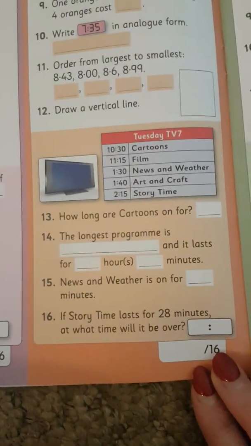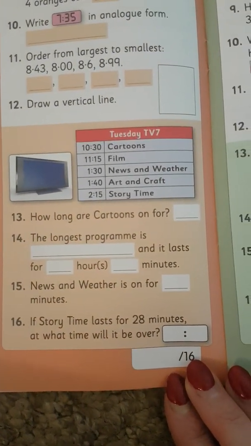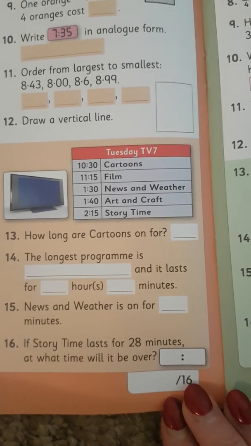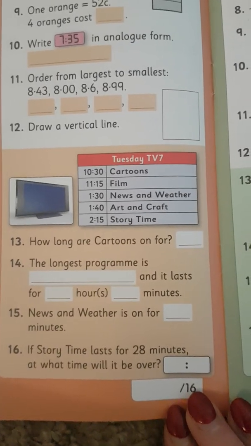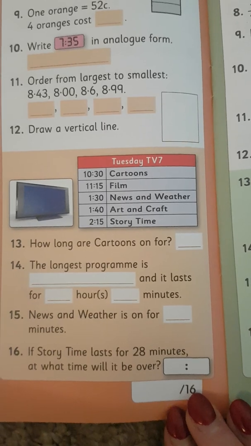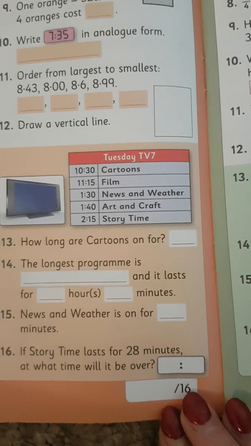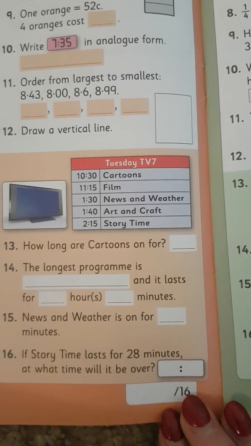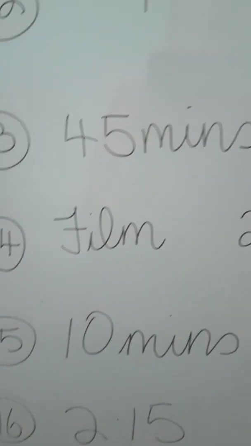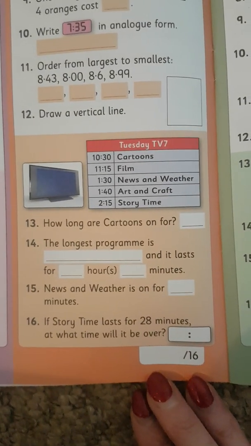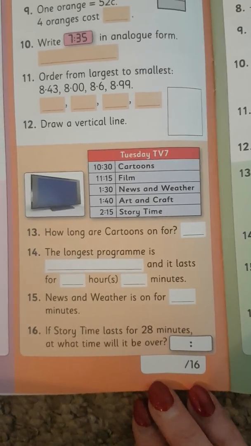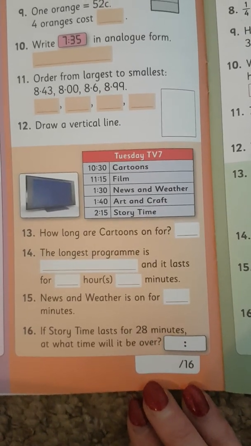Then question 14, the longest program is what and how long does it last for? So we need to look through the shows and see which one would be the longest. So from looking at that there, I think the film is the longest because that goes from 11:15 until 1:30, and that would be 2 hours and 15 minutes. So you would say the film is the longest and it's 2 hours and 15 minutes. News and weather is on for how many minutes? So the news and weather starts at 1:30 and it ends at 1:40, so that would be 10 minutes. So the answer to question 15 is 10 minutes.